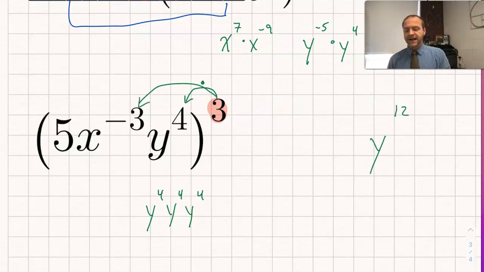This means I have 3 x to the negative thirds. X to the negative third, x to the negative third, x to the negative third. I have 3 of those. So that really means I'm multiplying them. That's an x to the negative 9th.